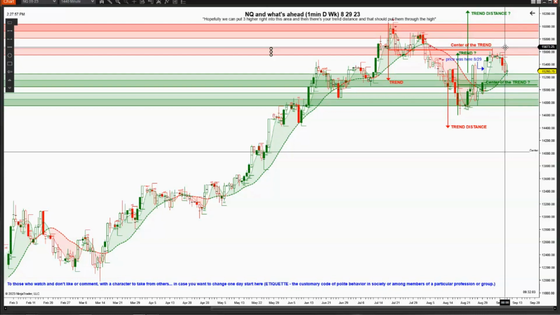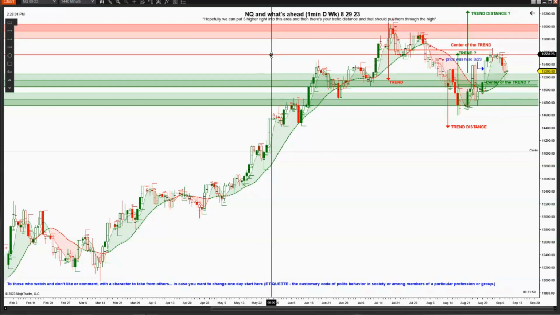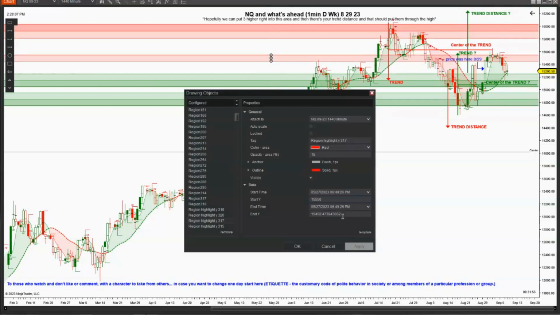Now, in the likelihood that they do get back above that, let's flip this as well. So let's bring this down, and we will go here. All right, just in case they can get back above it, you will want to start seeing them use this for support.